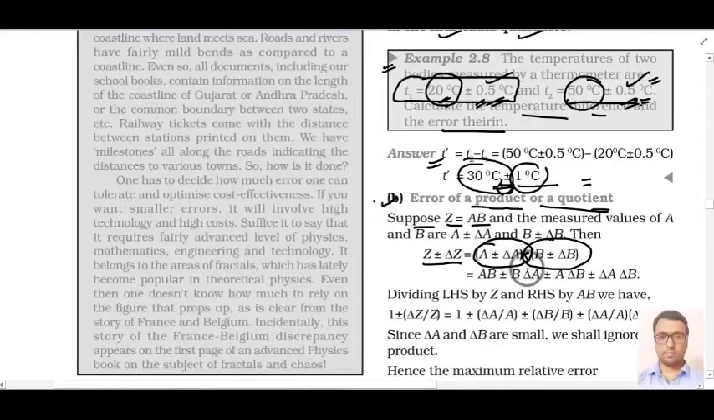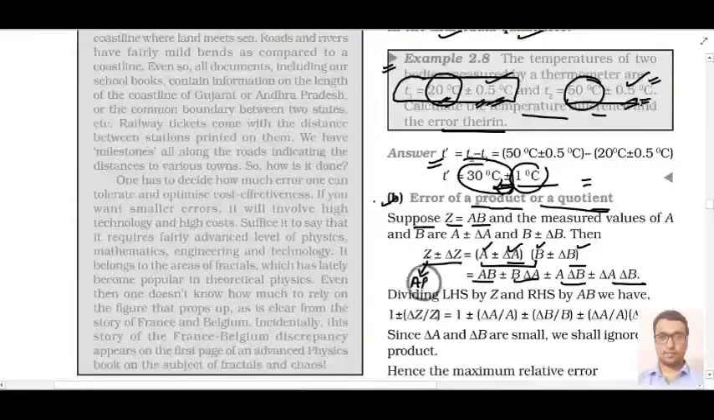Then if you multiply both the terms, you know that the first term will be A into B, that is AB, then error multiplied by B, that is B delta A, then we will have A delta B, and the final term is the multiplication of errors, that is delta A into delta B. So in this process, if you replace the value of Z with AB, then AB to AB will cancel out.